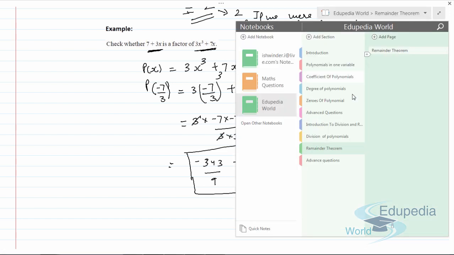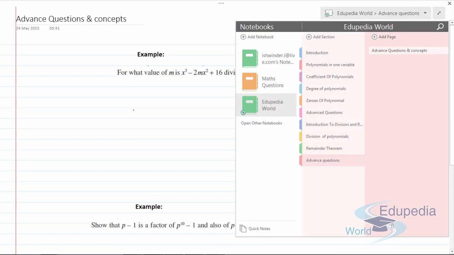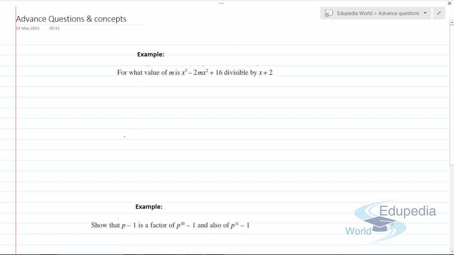So let's discuss further some advanced questions regarding division and the remainder theorem. Let's see the first question. We have to find the value of m from this equation when we are dividing this equation by this. Now see, over here it is written that this equation is completely divisible by this equation. This means the remainder will be 0. So we write p of x equals x cube minus 2mx square plus 16, and we write g of x equals x plus 2. What we'll do is we'll use the remainder theorem.